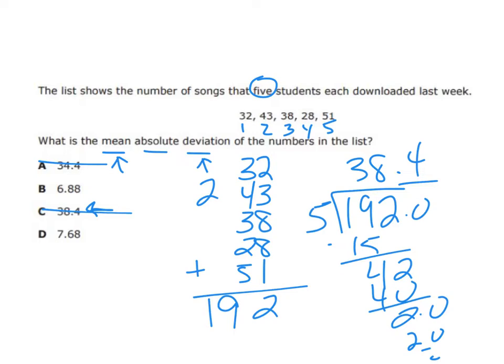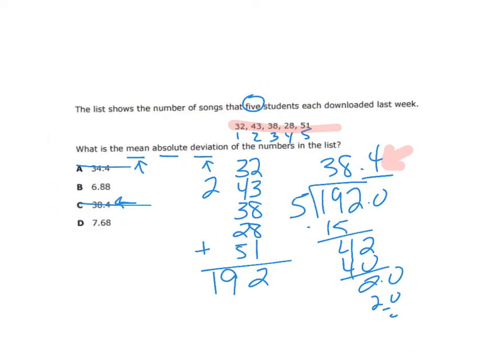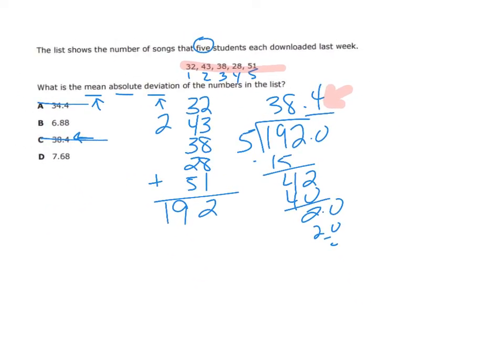All right, so now the second step is I need to find the distance each one of these numbers is away from the mean, okay? So I need to subtract. I'm not going to subtract 38.4 though. I'm going to round that to 38. So I'm going to say that my mean is 38, and I'm going to subtract all of these numbers from 38. So 38 minus 32, 38 minus 43, 38 minus 38, etc. And I'm just going to take the absolute value of those, so I'm just going to make it positive.